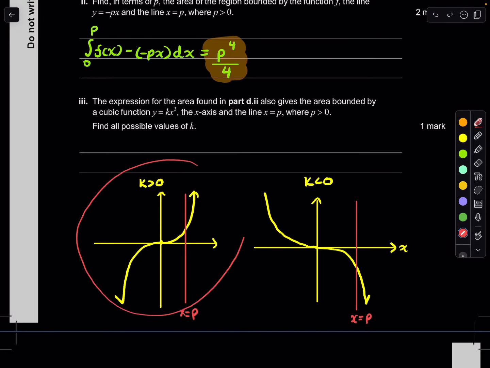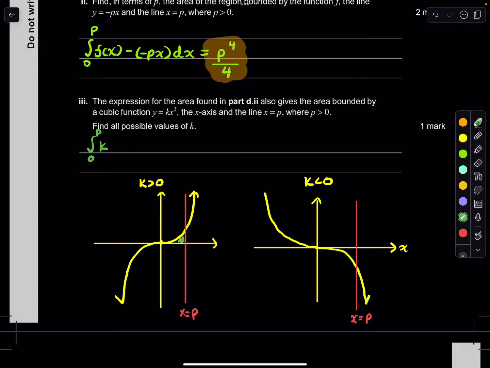Now let's look at the first case, because it says find the value, so there's actually many values. Let's try the first case. So let's write an expression for the area under this graph here, the first one. So it's basically going to be, of course, from 0 to p of kx cubed dx, must be equal to your actual equation. So that p to the power of 4 over 4, because that expression gives the area bounded. Done. And so that's one equation. That's one possible source of solution that we can get.